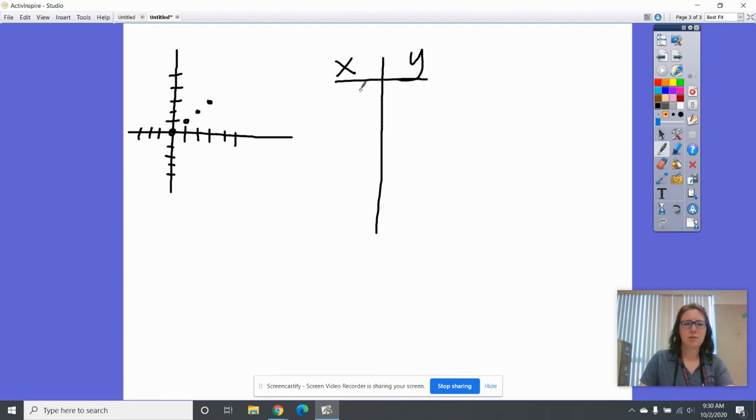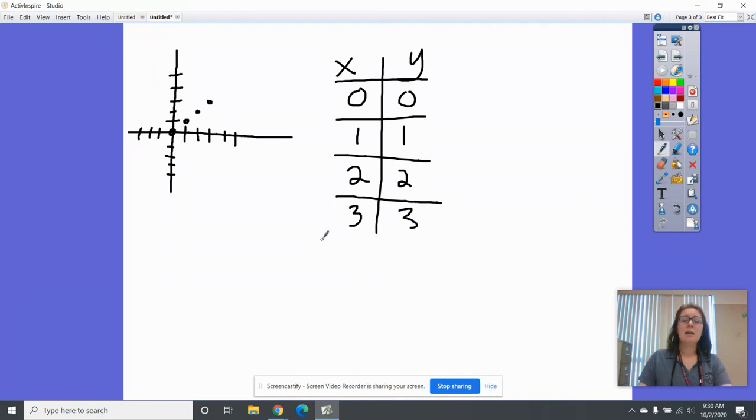I can see the point is 0, 0. And now I just fill in the points. My next point is 1, 1. My next point is 2, 2. So I just fill in a 2 and a 2. And my next point is 3, 3. And I can write the equation.